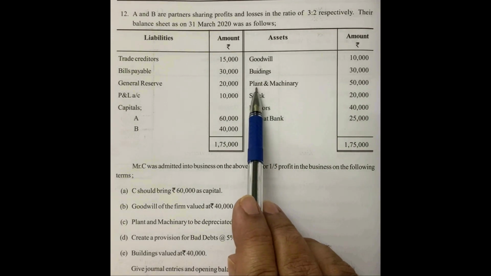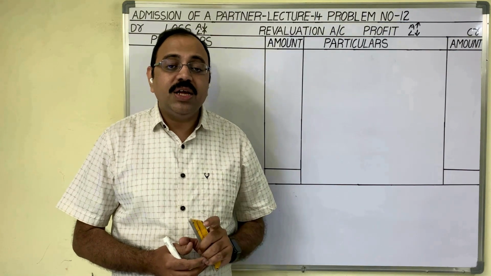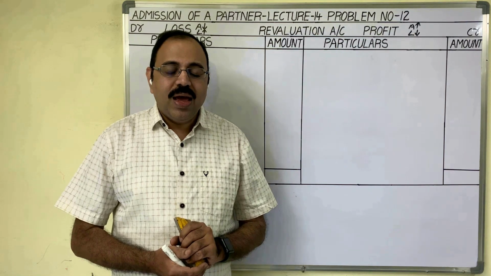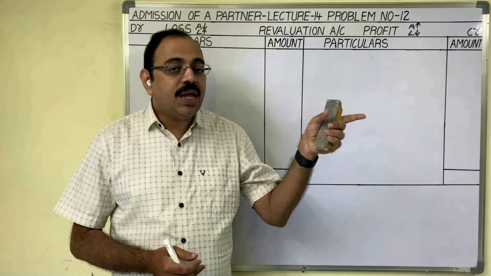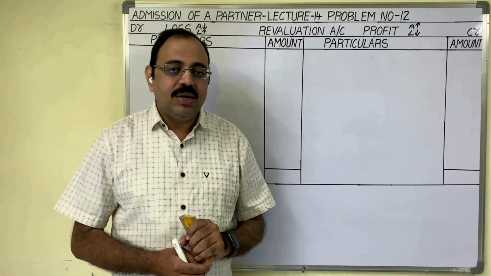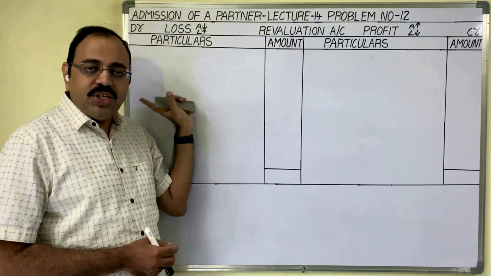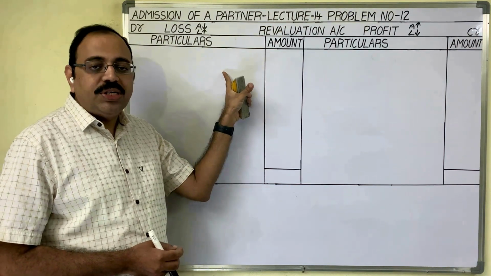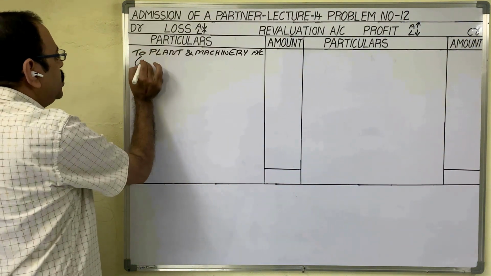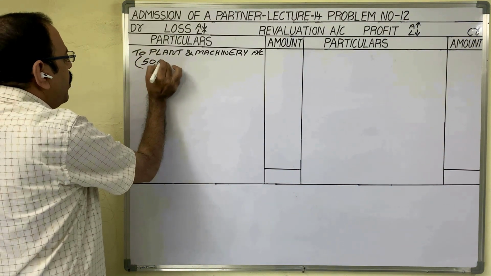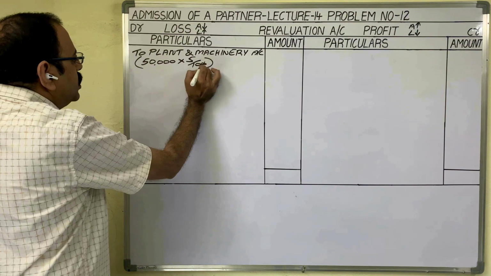In the old balance sheet, plant and machinery value is given as 50,000 rupees. And in revaluation of this asset, the old partners came to know that its market value is reduced by 5%. Plant and machinery is one asset. Asset value is decreasing. It is a loss. It should be debited to revaluation account, and credited to plant and machinery account. Show the calculation here. Plant and machinery value 50,000. Market value is reduced by 5%.